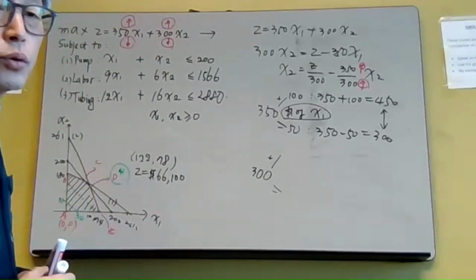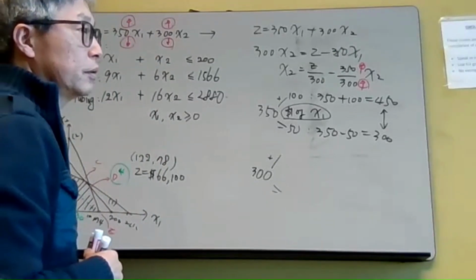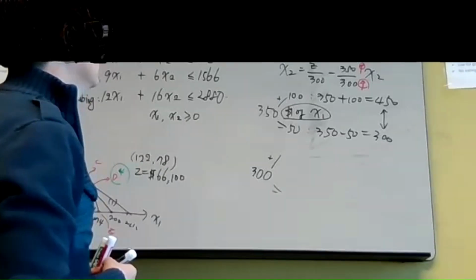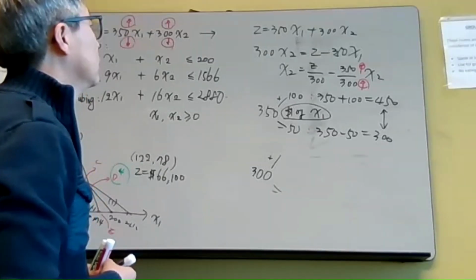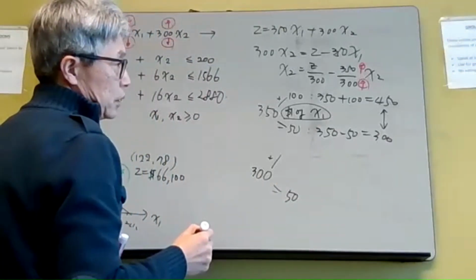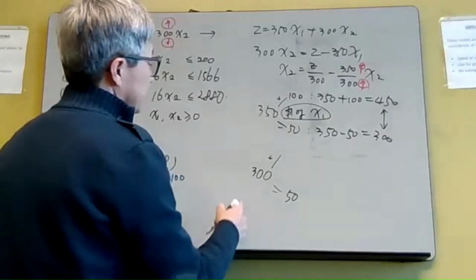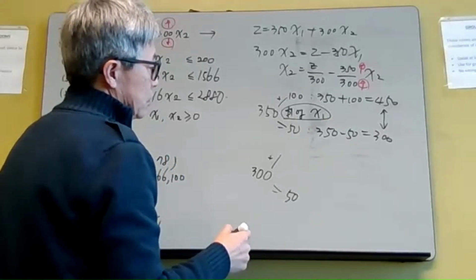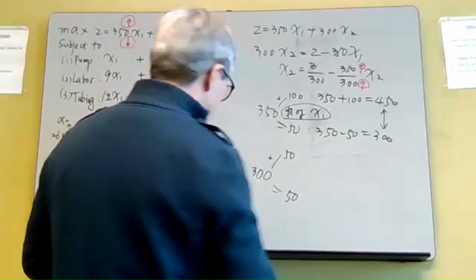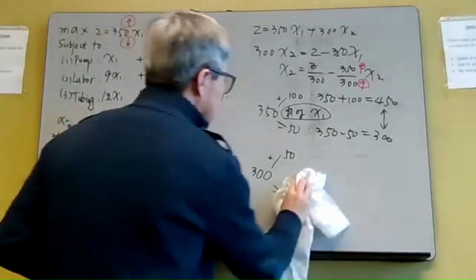What is the allowable increase of the second objective function coefficient? 50. What is the allowable increase of the second objective function coefficient? The increase is 50, the decrease is 66.67.